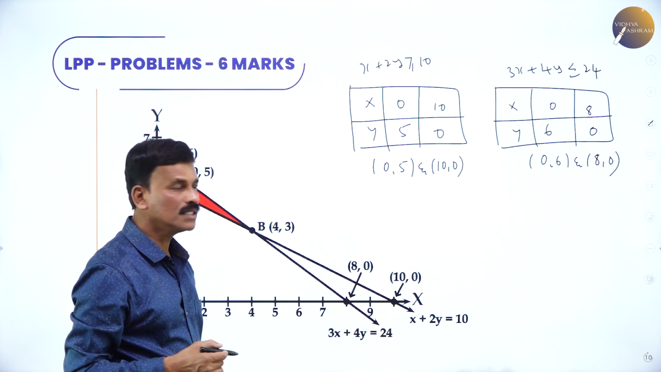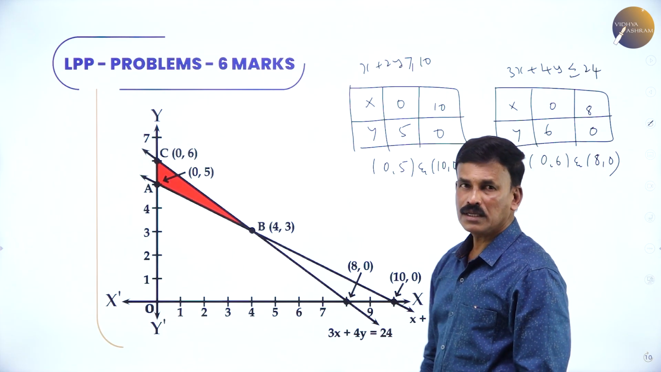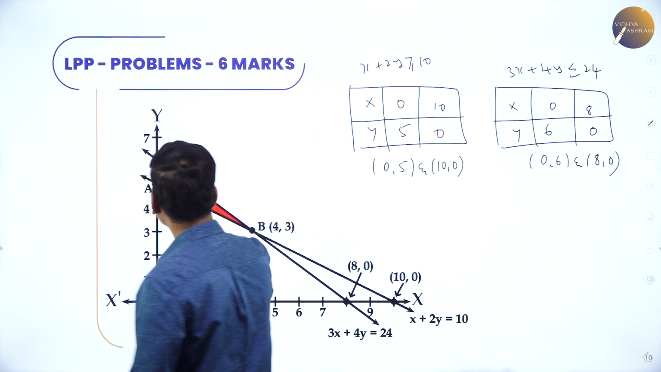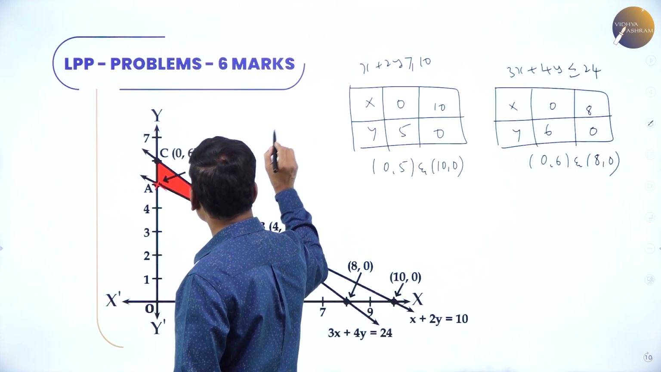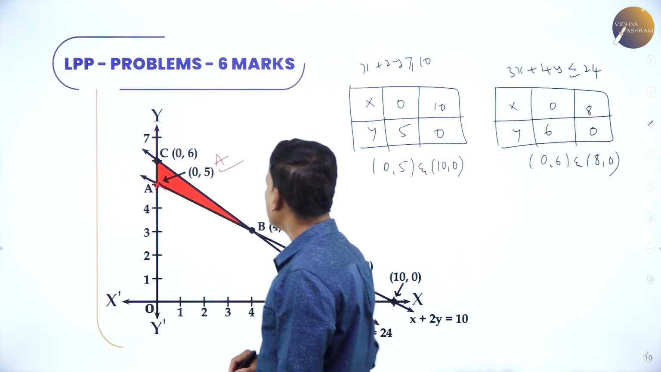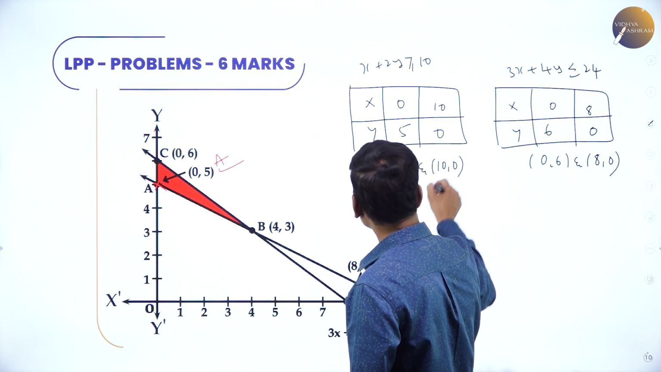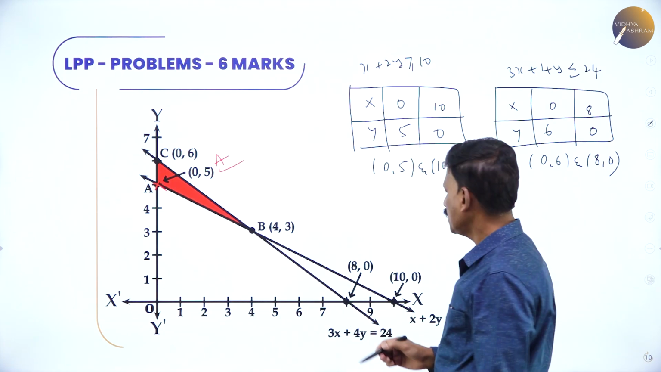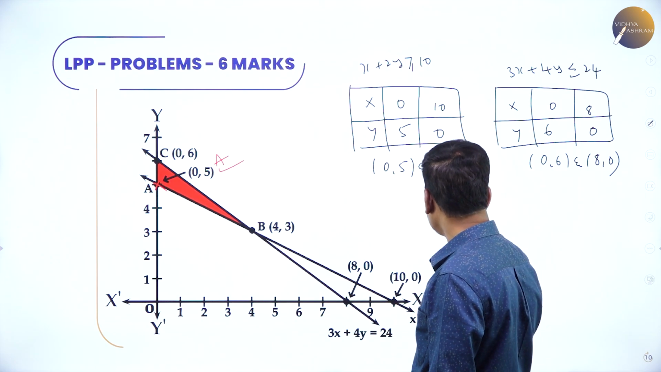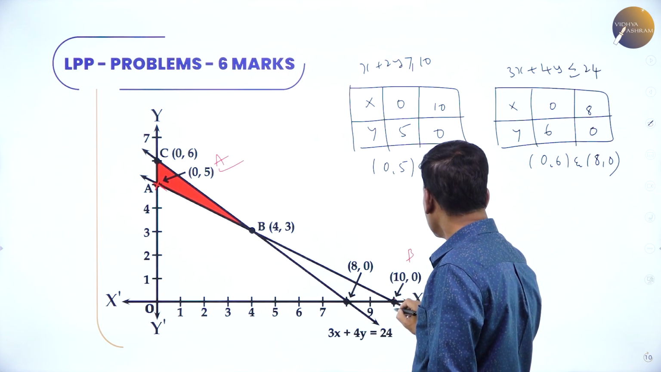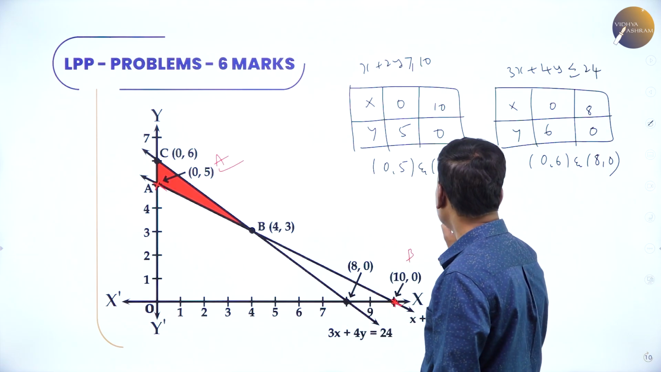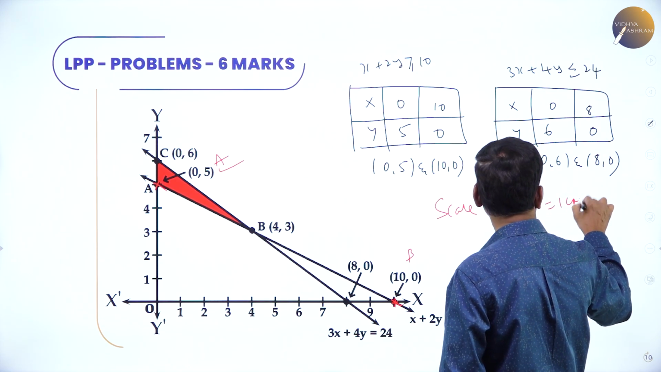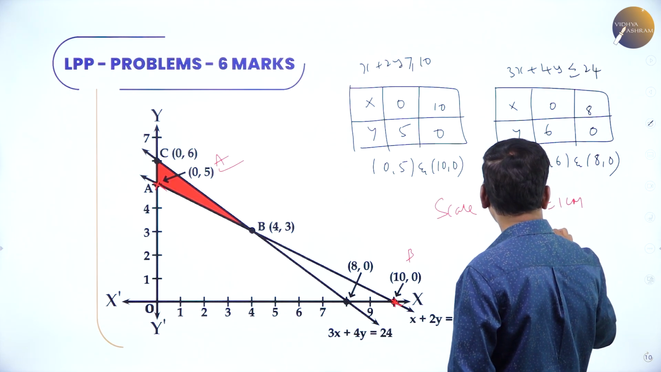Let us represent this on a graph. Now let us take the first point, A (0, 5). When x is equal to 0, y is equal to 5. This is the point (0, 5). Next, B. When x is 10, y is equal to 0. This is the point B. So the scale as usual: 1 unit is equal to 1 centimeter on both the x-axis and y-axis.